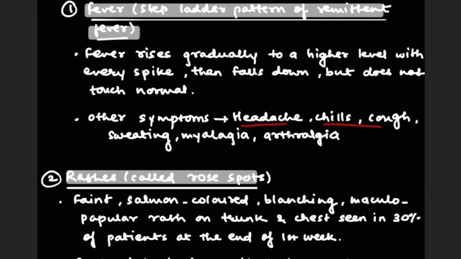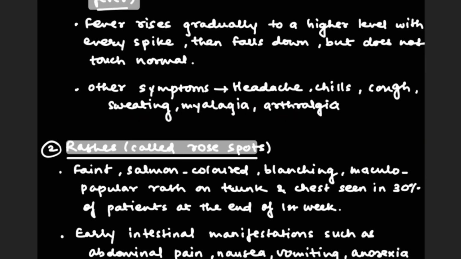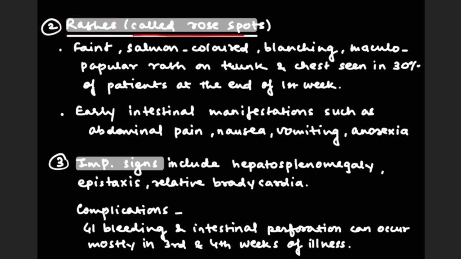The symptoms are headache, chills, cough, sweating, myalgia, arthralgia. So this was about fever. Now we are going to see the second clinical manifestation, that is rashes. It is also known as rose spots. That is a faint salmon-colored blanching maculopapular rash on the trunk and chest, which is seen in 30% of patients at the end of the first week.